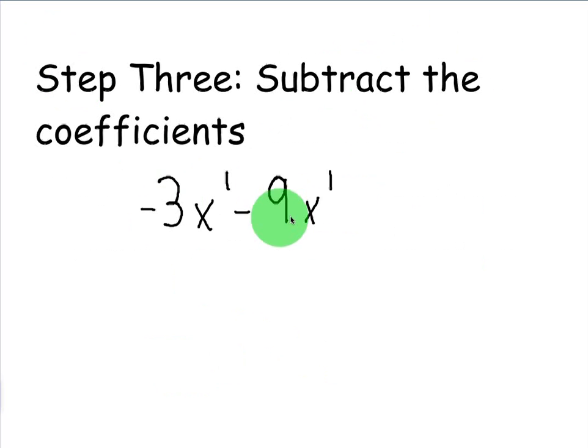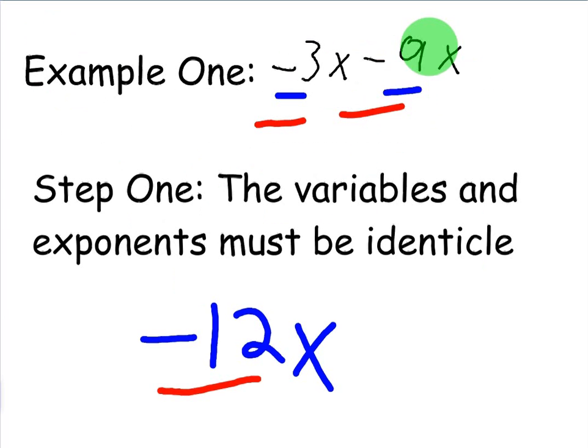But for now, let's take a look and see. We have negative 3 minus 9. What is negative 3 minus 9? It's negative 12. Now, if we were adding them, if it was negative 3x plus 9x, it would be negative 3 plus 9, which is 6x. But because we're subtracting them, we subtract the coefficients. Negative 3 minus 9 is negative 12x.